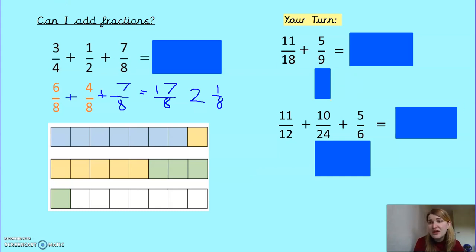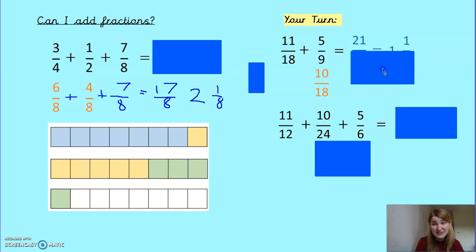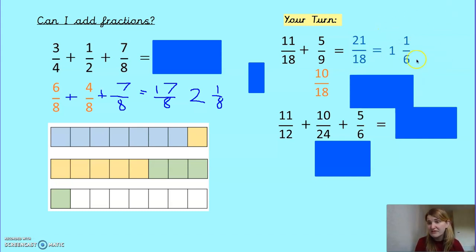Okay, so for this question here, I would have turned 5/9 into 10/18 by multiplying by 2. And then that would have been 21/18 or 1 3/18. You can simplify 3/18 into 1/6 by dividing both the top and the bottom by 3.